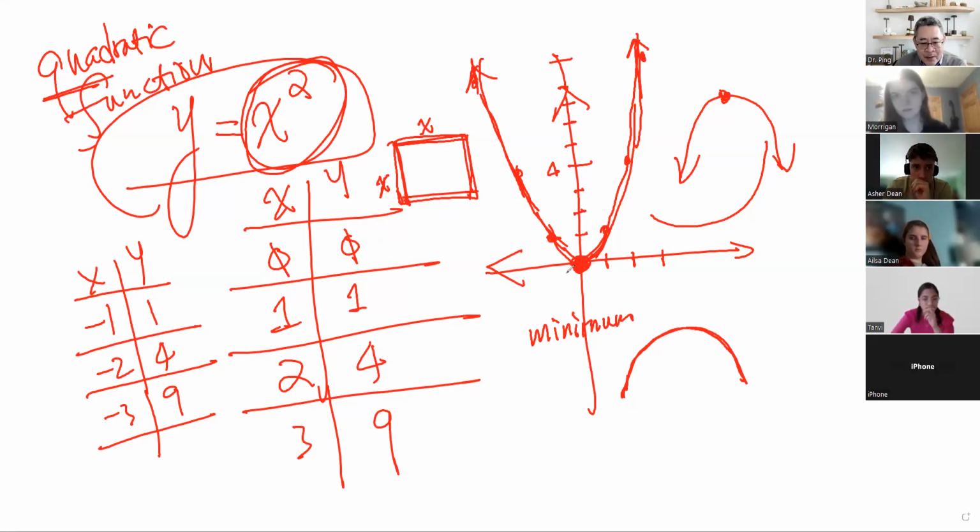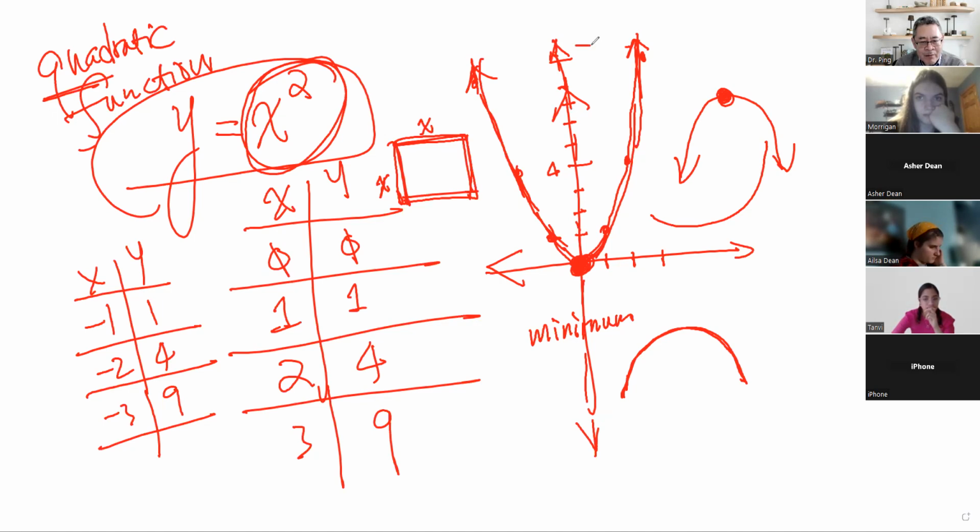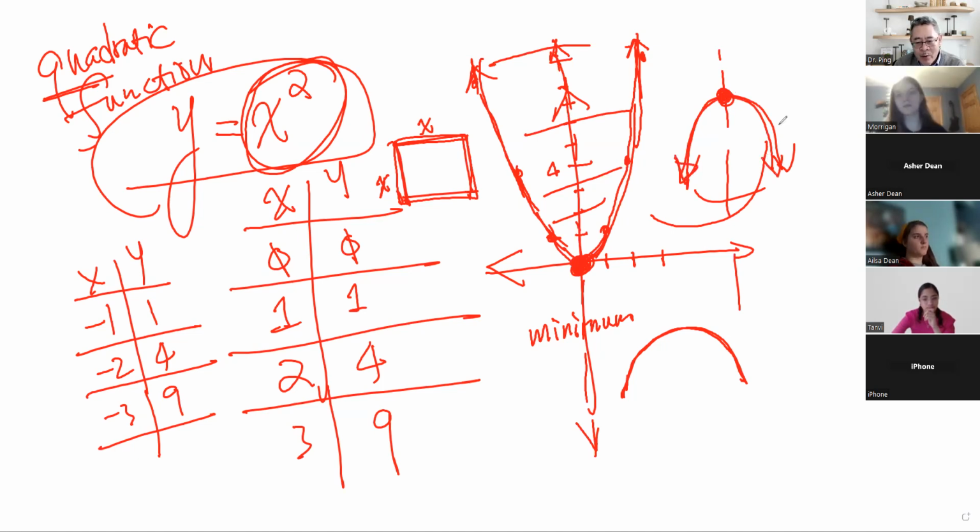Yeah, so a quadratic function could have either a minimum point or a maximum point. It also has the property that it will have a line of symmetry. In this case, the y-axis is the line of symmetry. If you flip this over to the other side, they will match, kind of like a mirror image. If you fold one side to the other, you'll see a perfect match. So we call that symmetry.